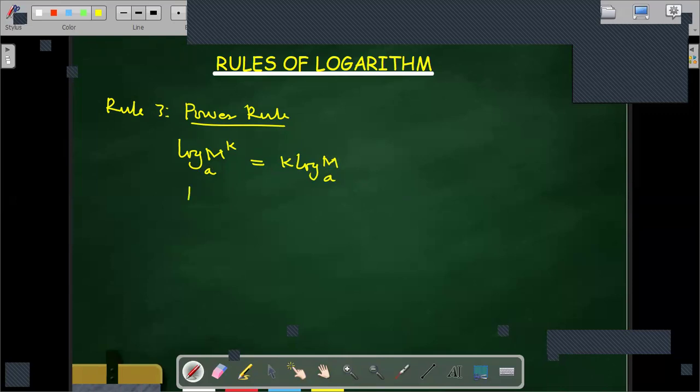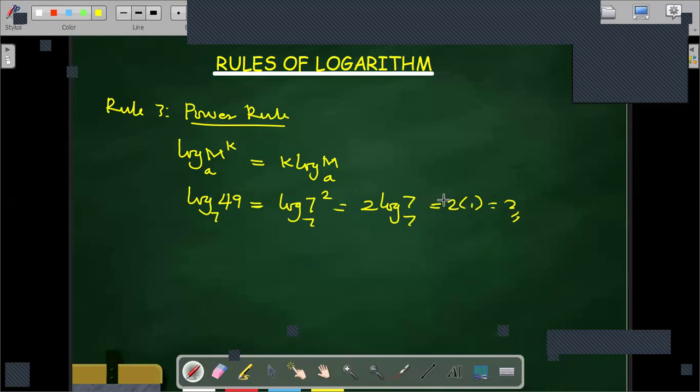Let's look at a very simple typical example. Let's say the logarithm to base 7 of 49. The logarithm to base 7 of 49 can be written as the logarithm of 7 to the power of 2, to base 7, which is 2 times the logarithm of 7 to base 7, which will give us 2 times 1, which is 2. Because the logarithm of a number to the same base is going to give us 1.